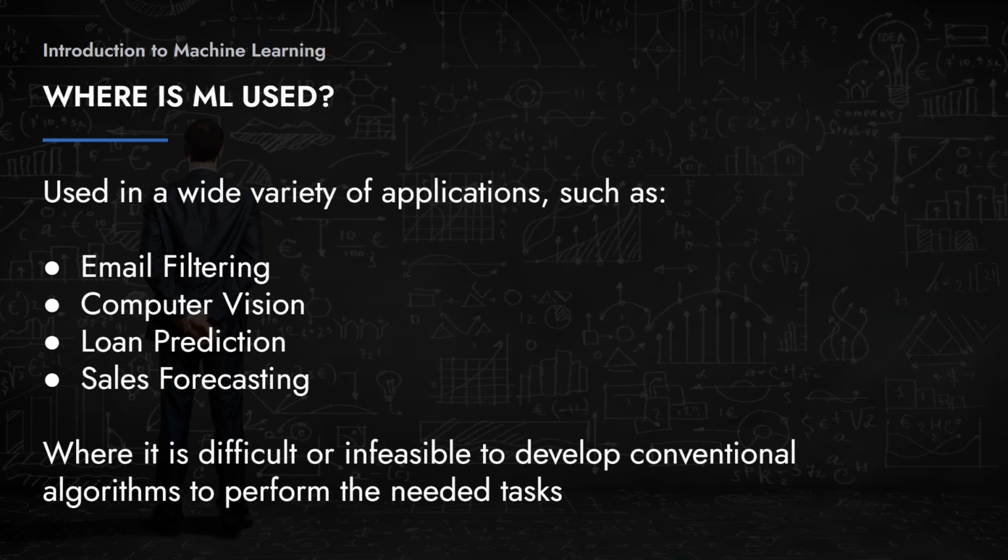So they seem to be very different domains, right? Email filtering is very different from computer vision, which is very different from loan prediction, which is completely different from sales forecasting, right? But what they all have in common is they're using machine learning principles and the concept of developing conventional algorithms to perform certain needed tasks, but doing so in a way where you don't explicitly program it to perform a certain task, but it's able to learn from data.